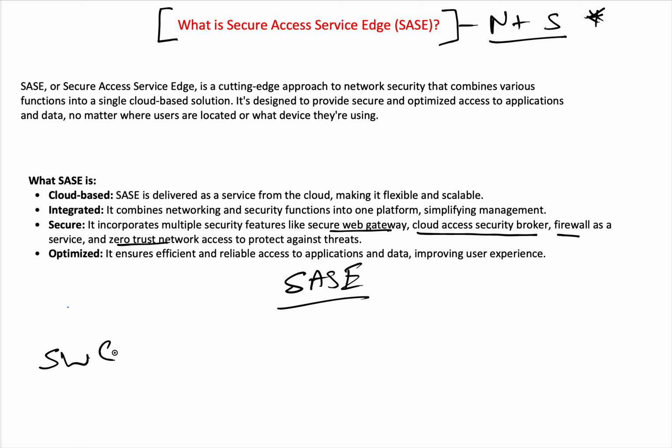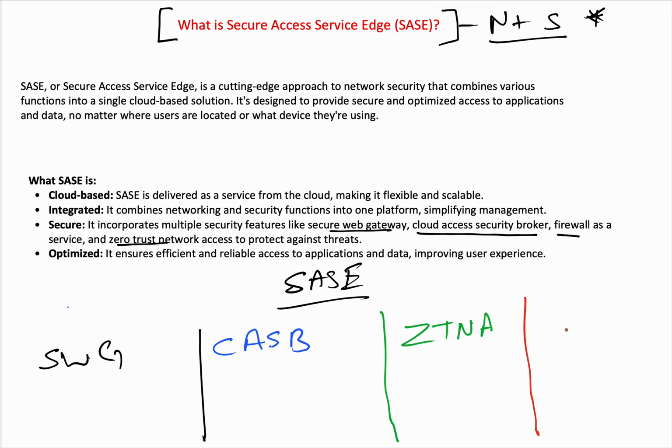One is secure web gateway. The second one is CASB. CASB is cloud access security broker. And then you have zero trust access, ZTNA, or zero trust network access. And after that, we have another service called SD-WAN.